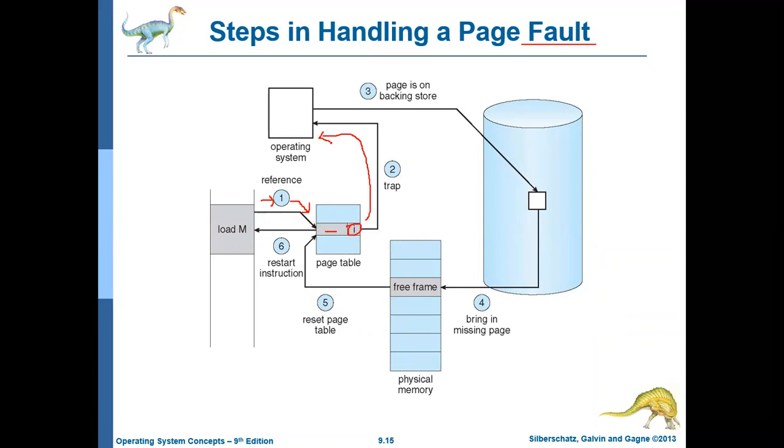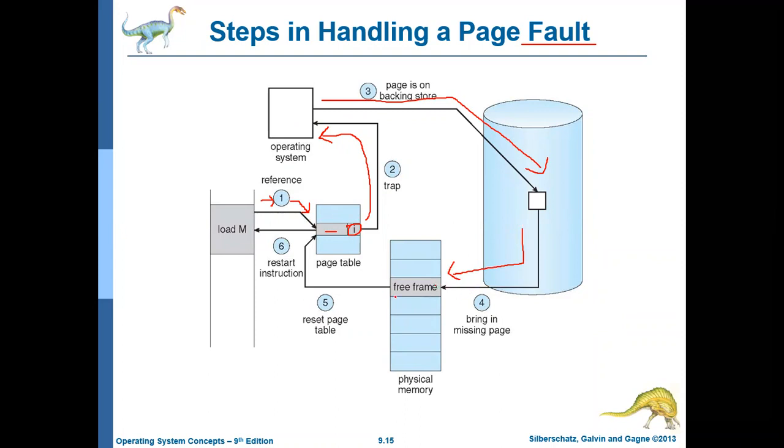It will create a trap to the operating system, and the operating system will check whether it is a legal access or not. If it is an illegal access, the process will be aborted. If it is not an illegal access, if it is a valid access, then the operating system will identify that particular page on the hard disk and load it into the main memory. That page will be loaded into a free frame in the main memory.